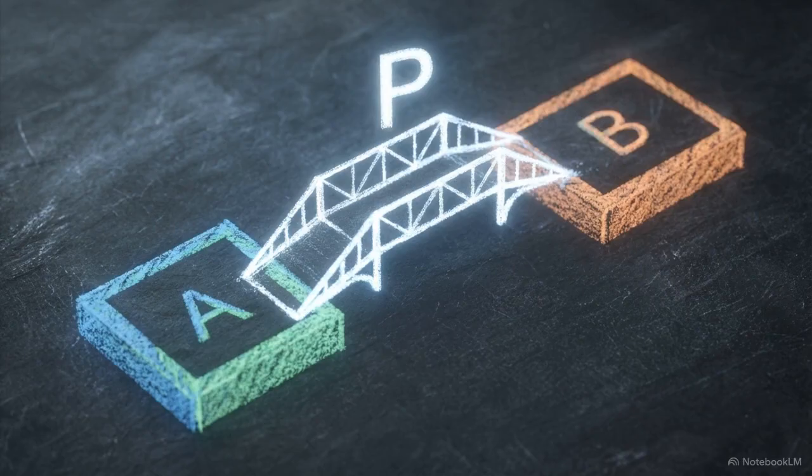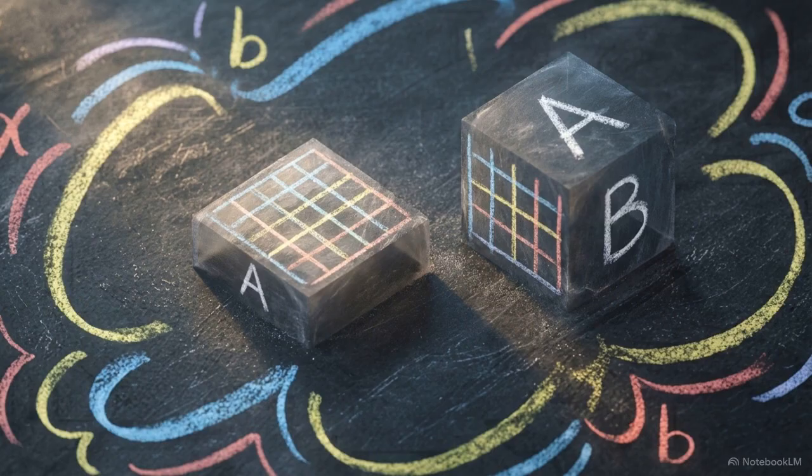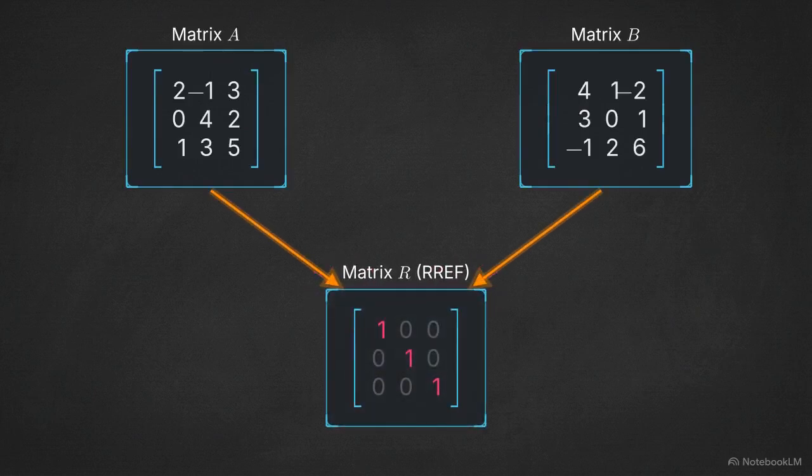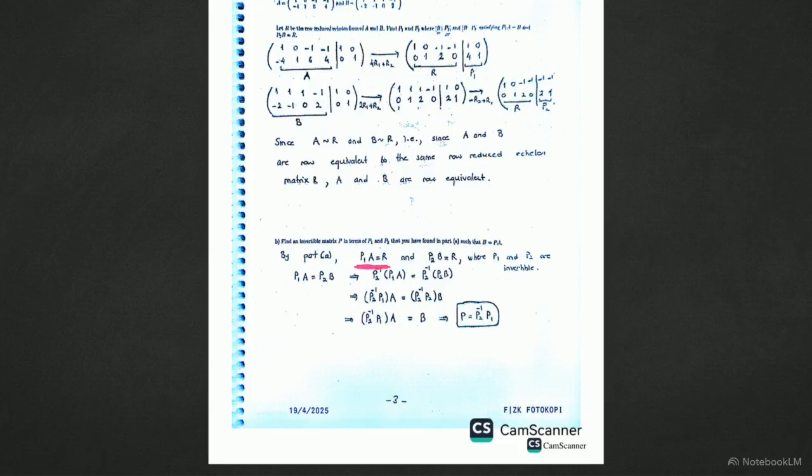Our final challenge is to find an invertible matrix P that transforms matrix A directly into a different matrix B. The starting point is the fact that matrices A and B are row equivalent. They share a hidden architectural baseline. Two row equivalent matrices reduce to the same reduced row echelon form, which we designate as matrix R. We label the operations required to reduce matrix A as P1 and the operations to reduce matrix B as P2. This gives us two equations. P1 times A equals R, and P2 times B equals R.